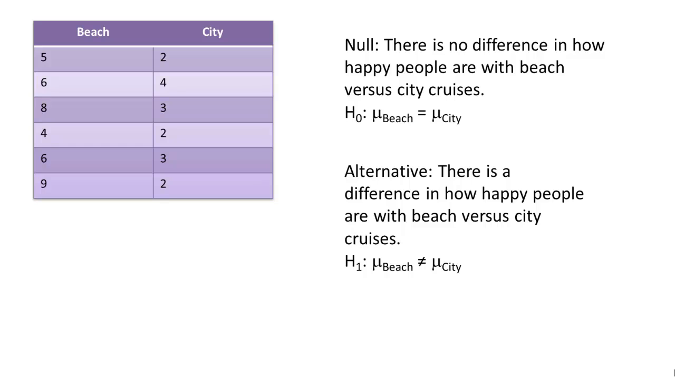And when you're doing it for the alternative hypothesis, what you're saying is, I think that there is some difference in how happy people are with beach cruises versus city cruises. And when that is expressed mathematically, that comes across as the alternative hypothesis: the mean of the beach is not equal to the mean of the city.